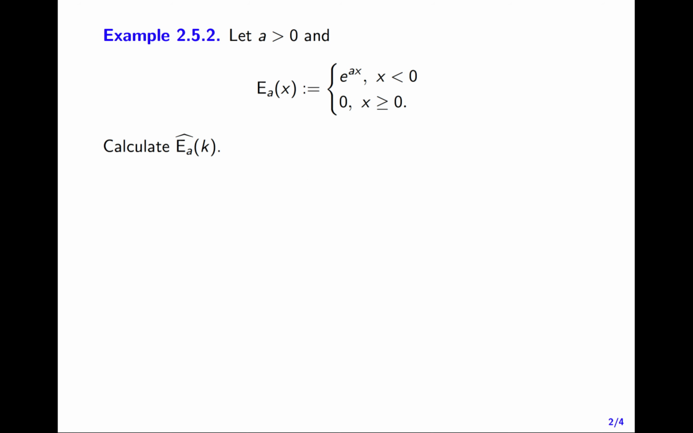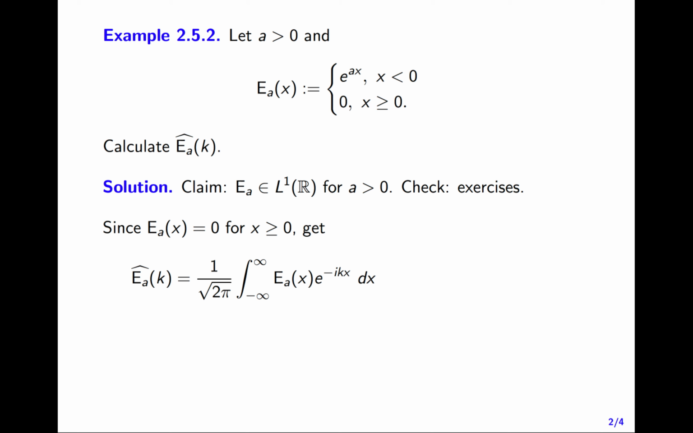Let's do an example. Fix a number a greater than 0 and define big E sub a of x to be the piecewise function e to the ax for x less than 0 and 0 for x greater than or equal to 0. And we want to calculate big E_a hat of k. I claim that big E_a is in L1 of R for any positive a, and you will get to check that in the exercises. So if you believe my claim, you will know that the Fourier transform is always defined, so we can just go ahead and calculate.